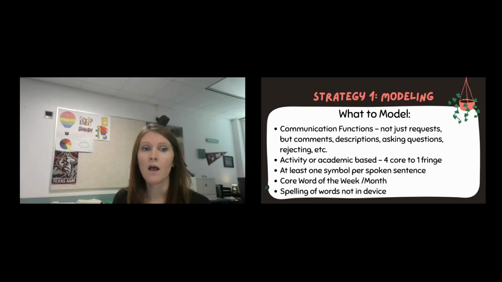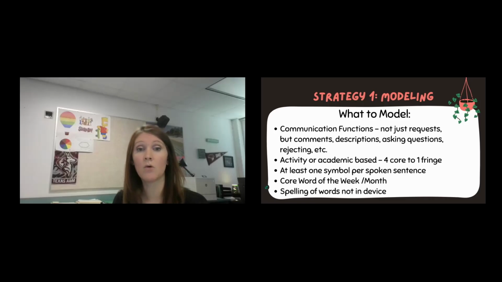Also, try to model at least 1 symbol per spoken sentence. So you don't need to model every single word that you are speaking to a student. But if I say a sentence like, we're going to go outside, I might just model go, that 1 symbol for the whole spoken sentence.